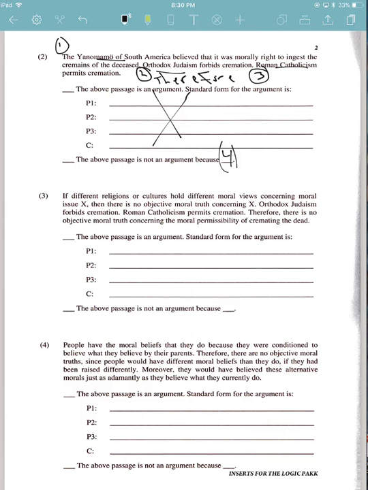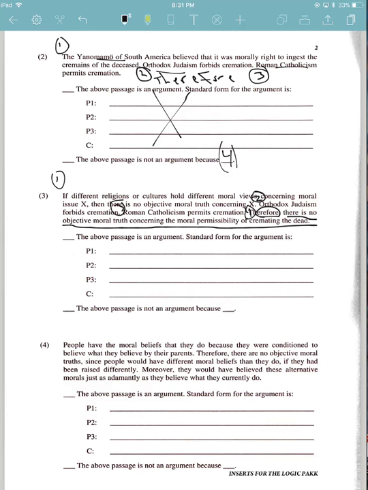What I like about this next one, number 1, is that there's statement 2, and there's statement 3. There are three there. And here's 4. What I know first and foremost is there's a "therefore." So now I have three statements about religion, and then I have a therefore. And therefore I want to say there's no objective moral truth concerning the moral permissibility of raising the dead.